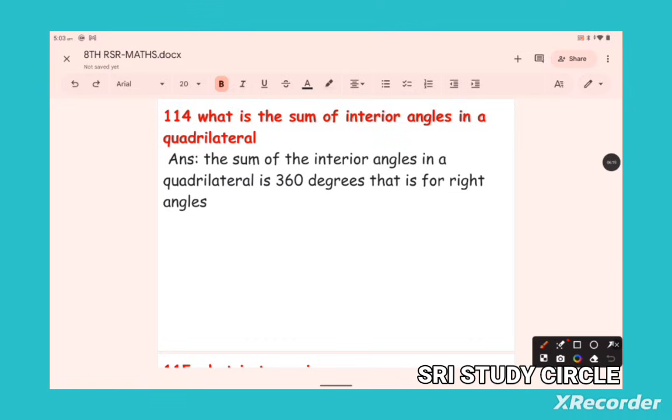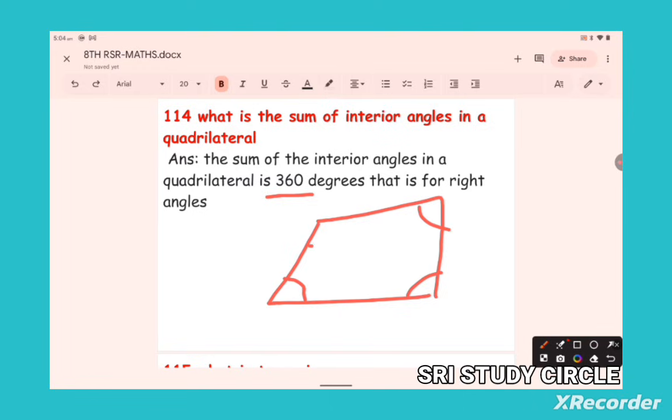What is the sum of interior angles in a quadrilateral? Sum of interior angles of any quadrilateral is equal to 360 degrees. Sum of any four angles of a quadrilateral, sum of interior angles of a quadrilateral is equal to 360 degrees.